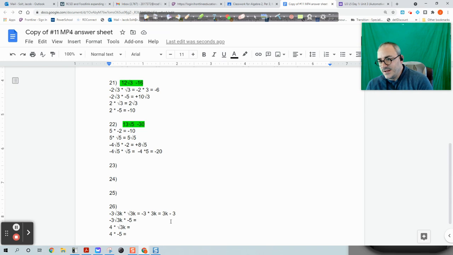Let me look at this one. -3 times radical 3k. I'm going to take the coefficient -3 and multiply it by -5. That becomes a +15. And that +15 is going to be multiplied by radical 3k, the square root of 3k. Now 4 times radical 3k. There's not much I can do there. And then, of course, the easy one is 4 times -5. That's going to be -20.